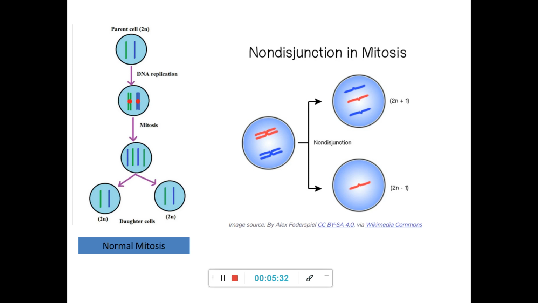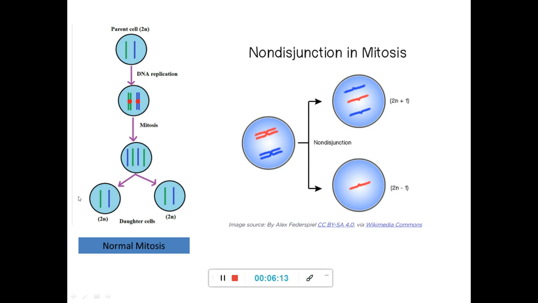Now we told about disjunction and non-disjunction, and we told that a failure in the disjunction during mitosis and meiosis is responsible for aneuploidy. So let me just look at what non-disjunction is. See, during the normal mitosis, you have the parent cell which is having two chromosomes here, and during DNA replication, the homologous chromosome is also being formed, and mitosis happens, and the chromosomes get split to form different chromosomes. That is, the homologous chromosome will split and you will get different chromatids.